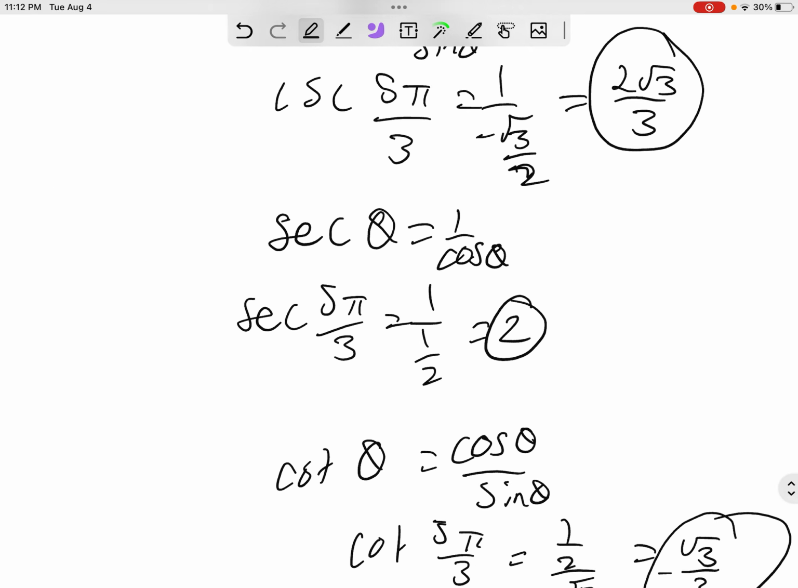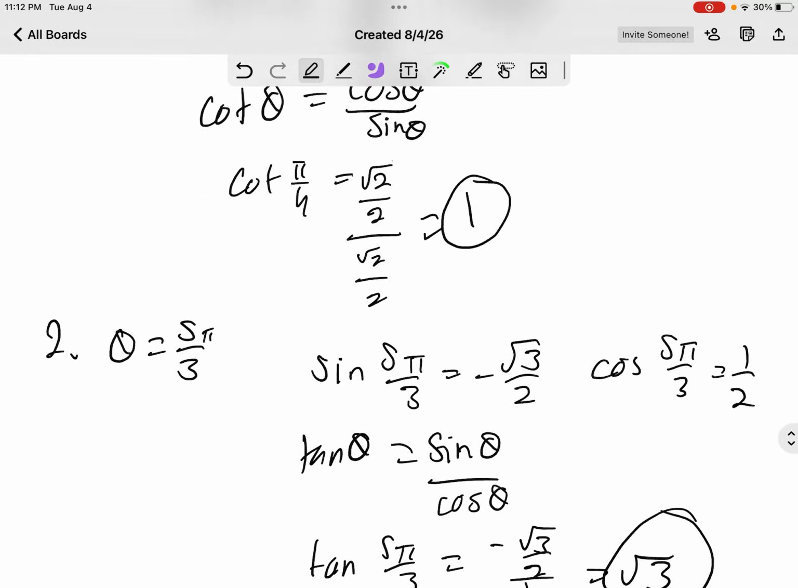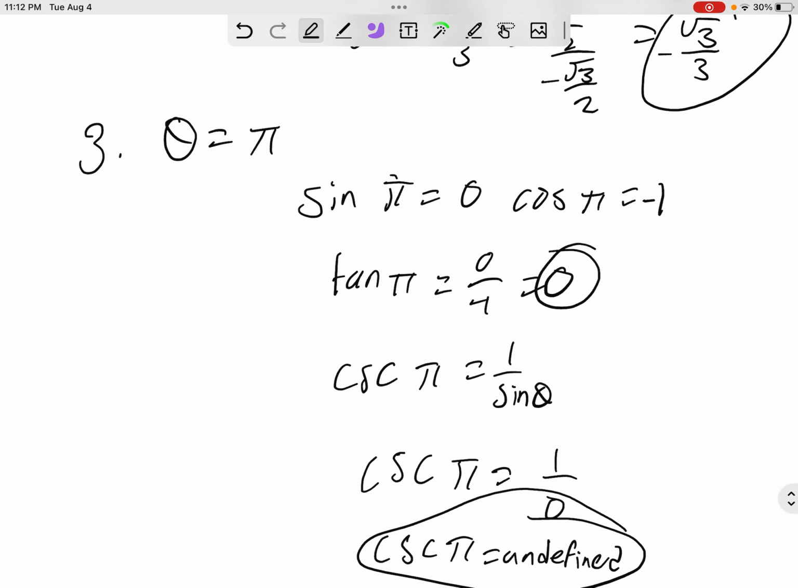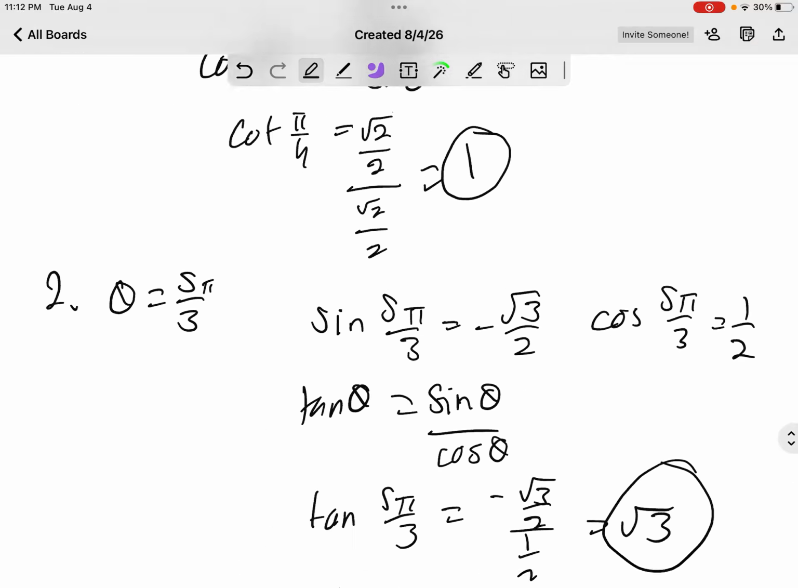For secant, we're just going to do secant pi equals 1 over negative 1, which is equal to negative 1. Okay, negative 1 is going to be the next answer. One more to go, guys. Cotangent formula, I'm just going to say cot pi equals negative 1 over 0, which is undefined again.